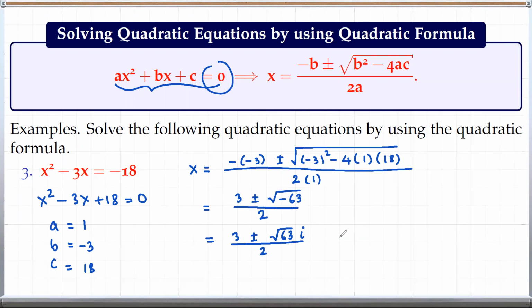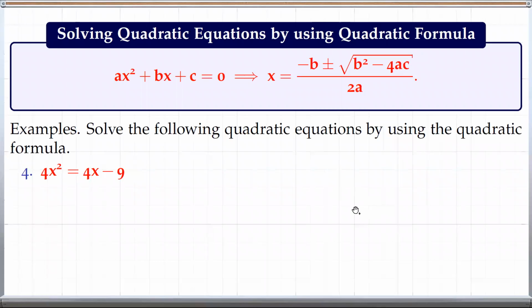Now the last step, if you like, we can separate the imaginary and real part. So we have 3 by 2 plus or minus square root of 63 by 2i. We have these two solutions, 3 by 2 plus square root of 63 by 2i, and 3 by 2 minus square root of 63 by 2i. We're done with this example.